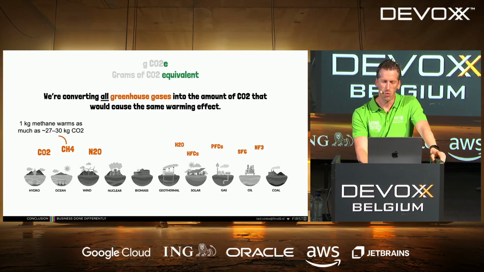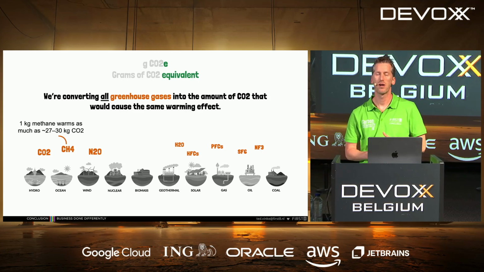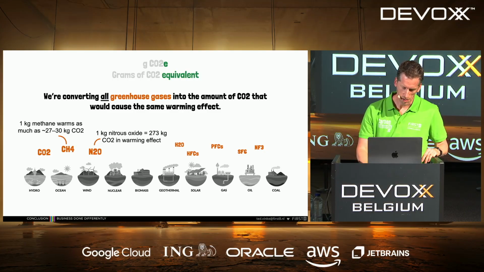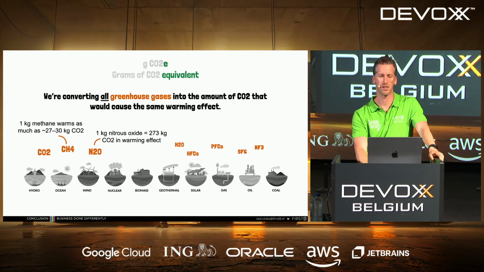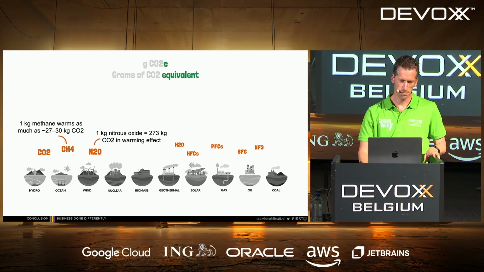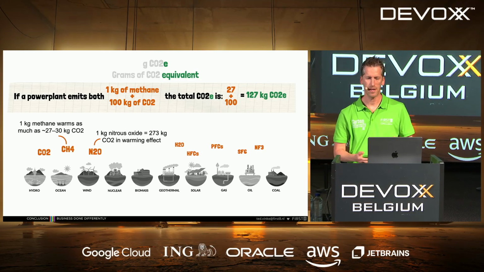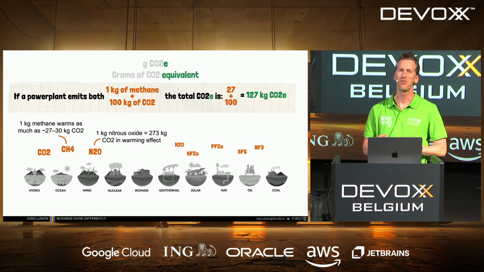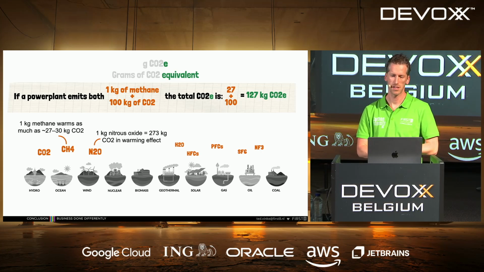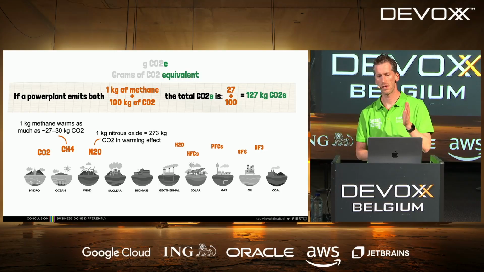Here you can see that 1 kilogram of methane warms as much as around 27 to 30 kilograms of carbon dioxide. Yeah, that's a lot. But it can be even worse. 1 kilogram of nitrous oxide warms as much as 273 kilograms of carbon dioxide. So as an example, if a power plant emits 1 kilogram of methane and 100 kilograms of CO2, the total CO2 equivalent is those combined, 127 kilograms carbon dioxide equivalent.